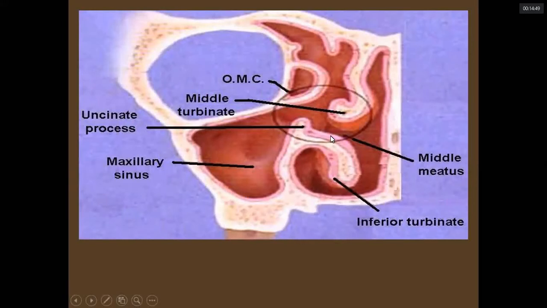So this single part, this area, is the most important part in the nose, if you need to mention. All of the areas are very important, but this is the most important area, the ostiomeatal complex, because this is the drainage pathway.